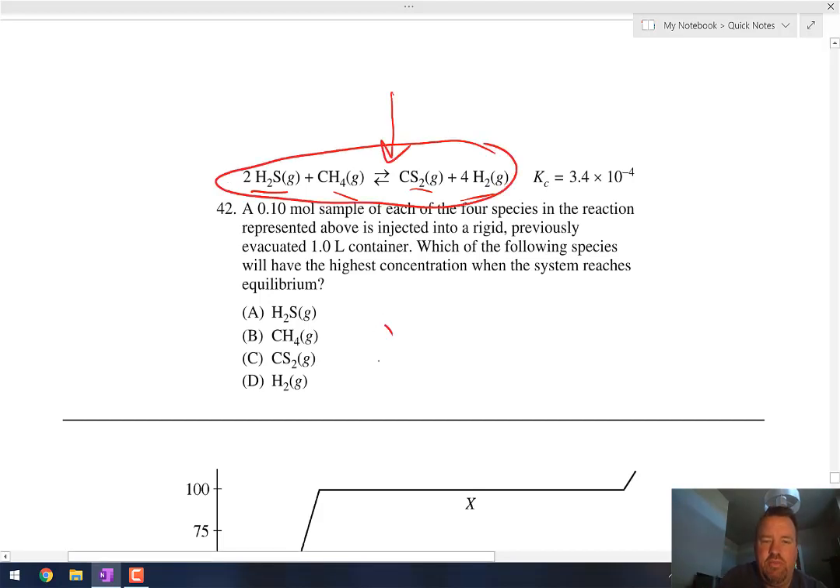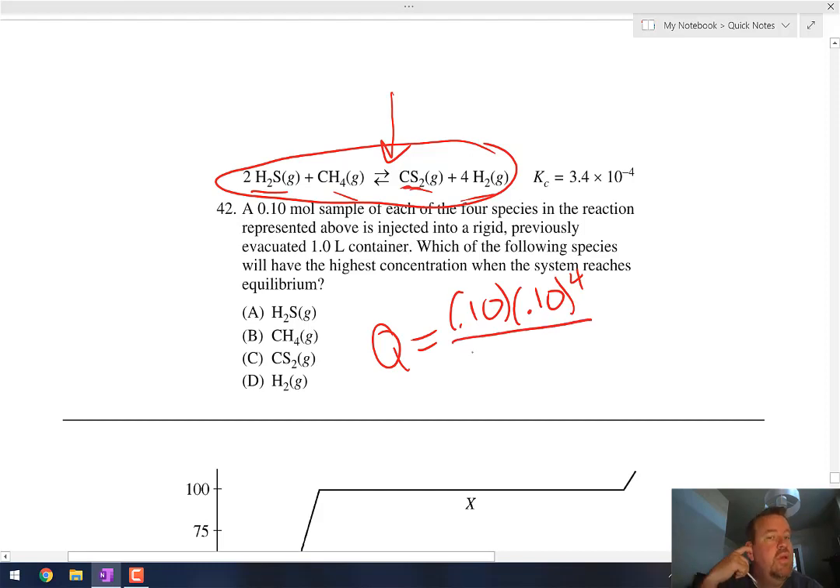You have an equilibrium system, so you do have to calculate Q. So it's products, 0.10, and that's going to be to the 4th power, over H2S, which is 0.10, and that's going to be squared, times CH4. So that one cancels, that one cancels. Those 2 are going to cancel, and we're going to be left with 2 up here. So Q is going to equal 0.01.